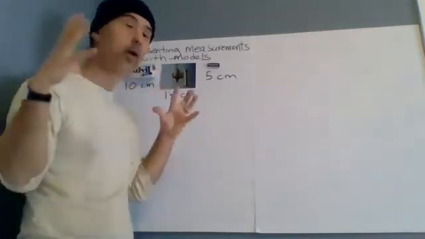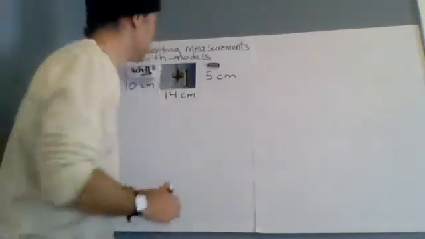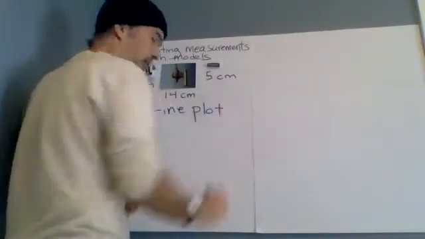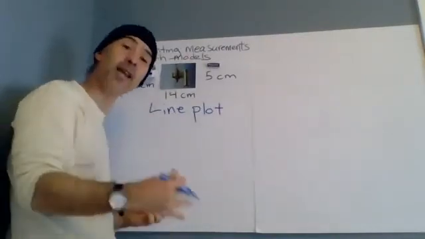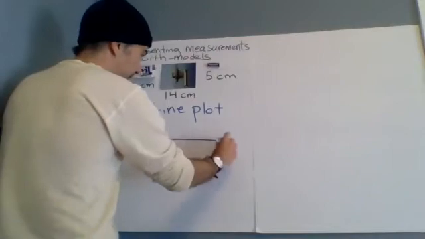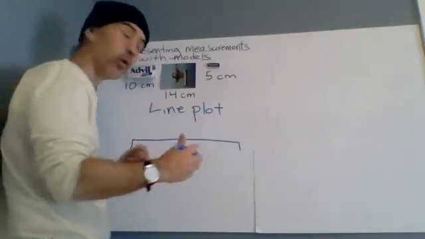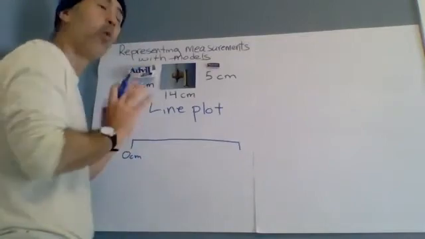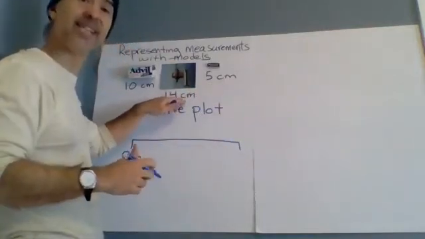So the first visual model I'm going to use to represent my measurements is called a line plot. All right, here's a line plot. First thing you're going to do is actually draw a number line. So I'm going to draw my number line like that. Now, my measurement, just like my number line, will start at 0 centimeters. The greatest measurement I have is 14 centimeters.